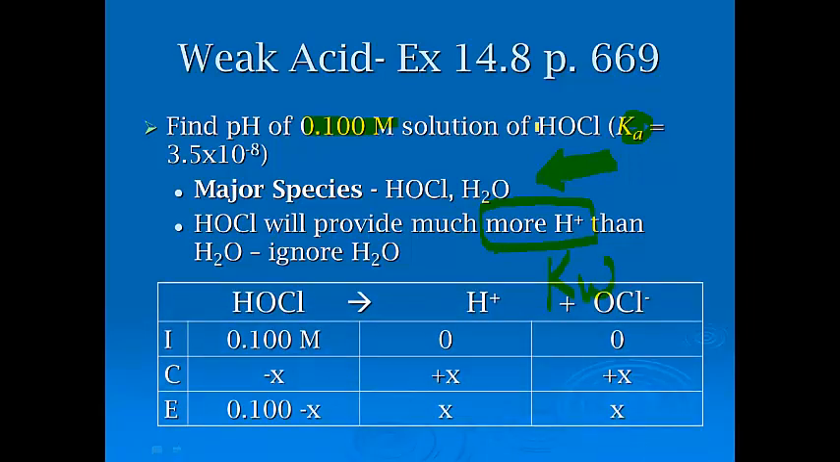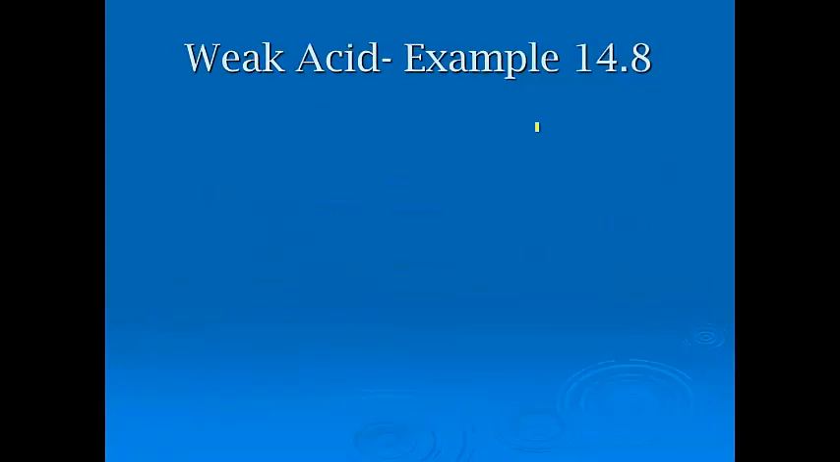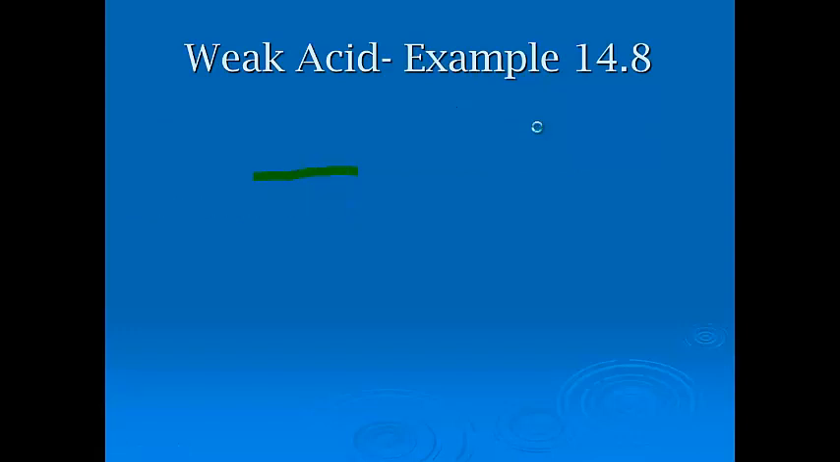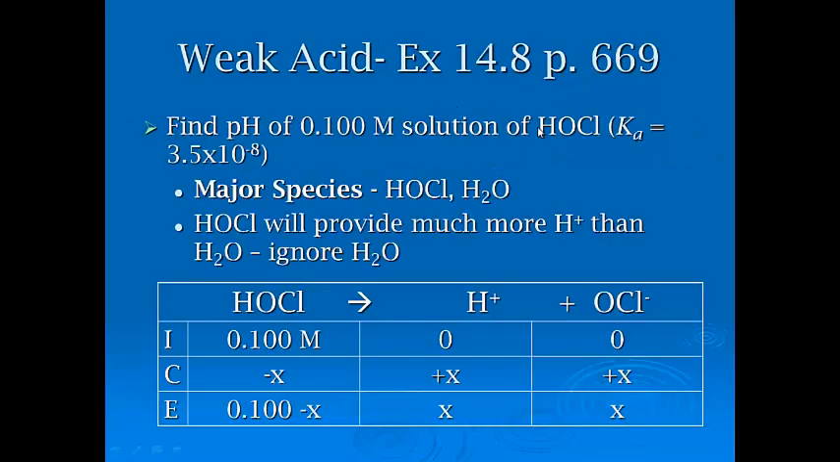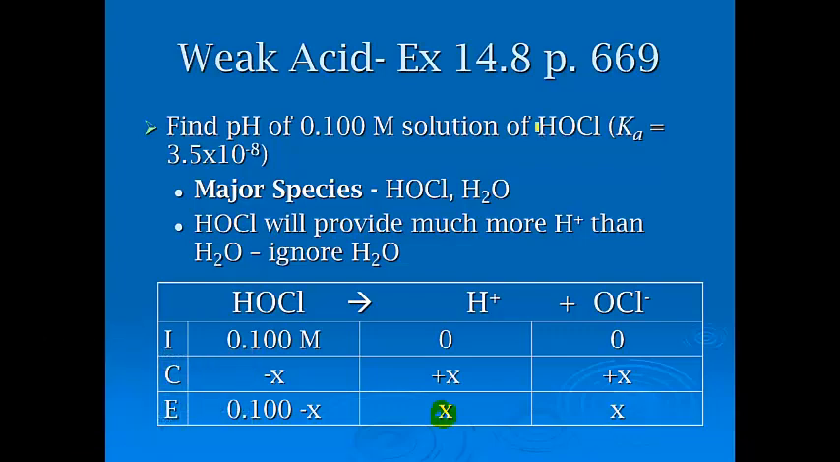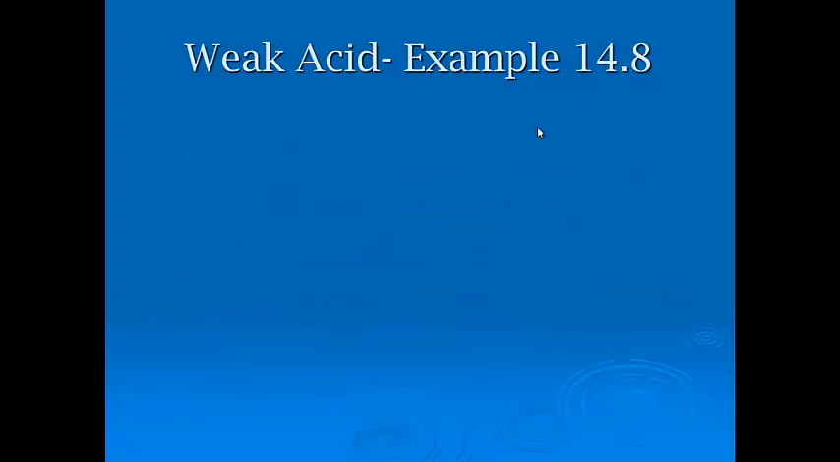Okay, so we plug and chug here on our ice table. We solve for x. X comes out to be 5.9 times 10 to the negative 5th molarity. And if you remember, when we were solving for x, that x value was the hydrogen ion concentration. So that's why we can go back and solve for it.